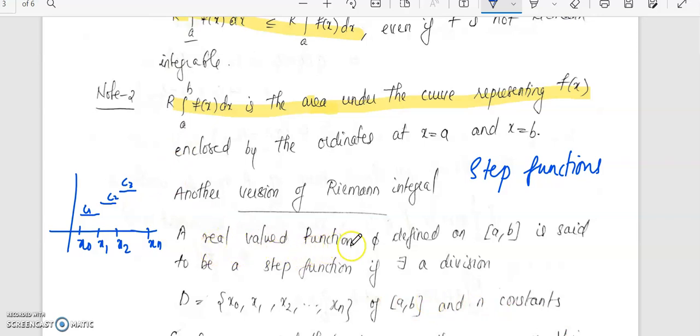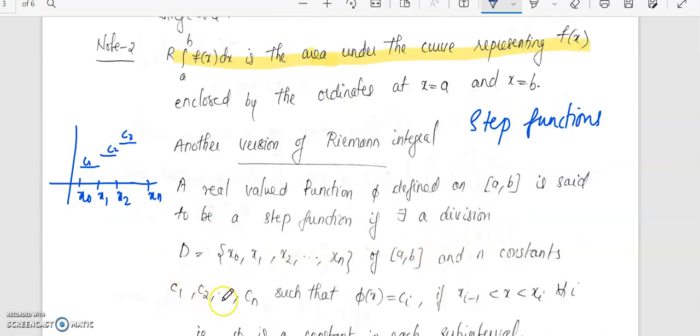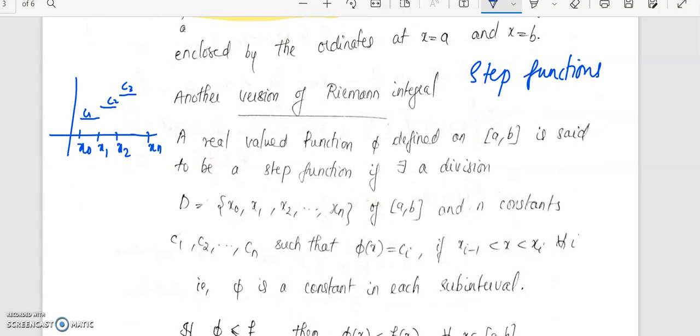So a real valued function phi defined on the closed interval a b is said to be a step function if there exists a partition d, formed by the points x0, x1, x2, up to xn of the closed interval a b, and n constants c1, c2, etc., cn, such that phi of x is equal to ci in the interval xi minus 1 less than x less than xi. So there is a division of the closed interval a b such that phi of x is ci in the interval xi minus 1 to xi. So phi has a constant value in each sub interval.